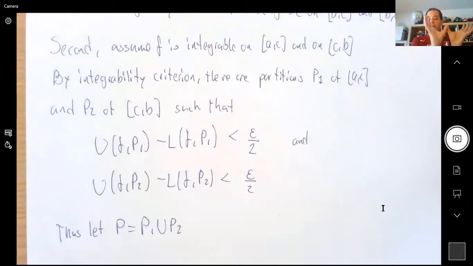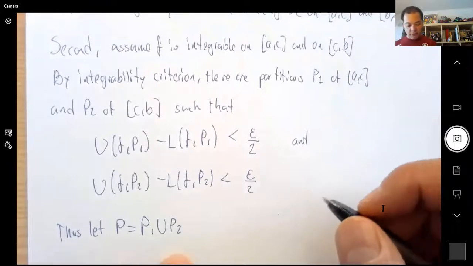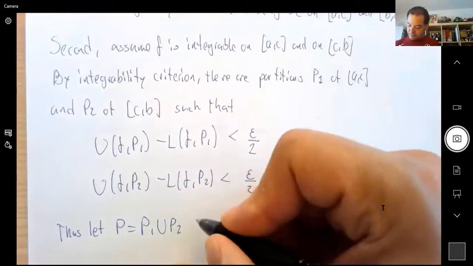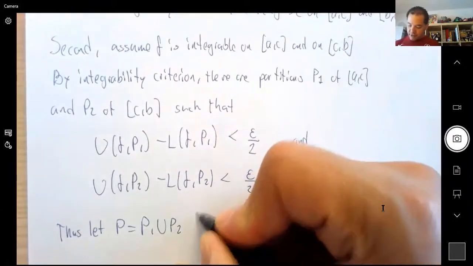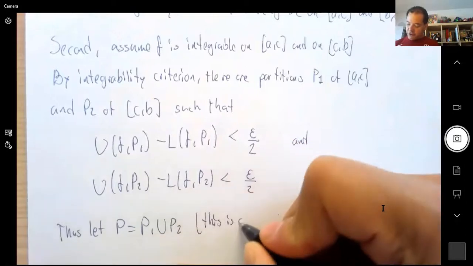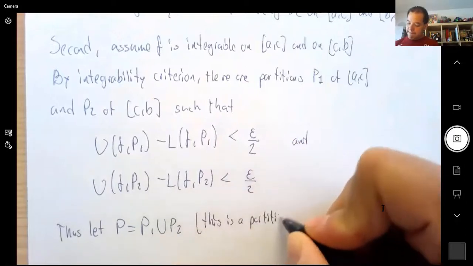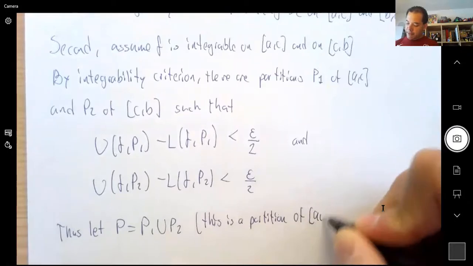Put them together, what do you get? You get that the overall is going to be less than epsilon over 2 plus epsilon over 2. And that's what we want. So let P equal the union. This is a partition of AB, of the big interval AB.